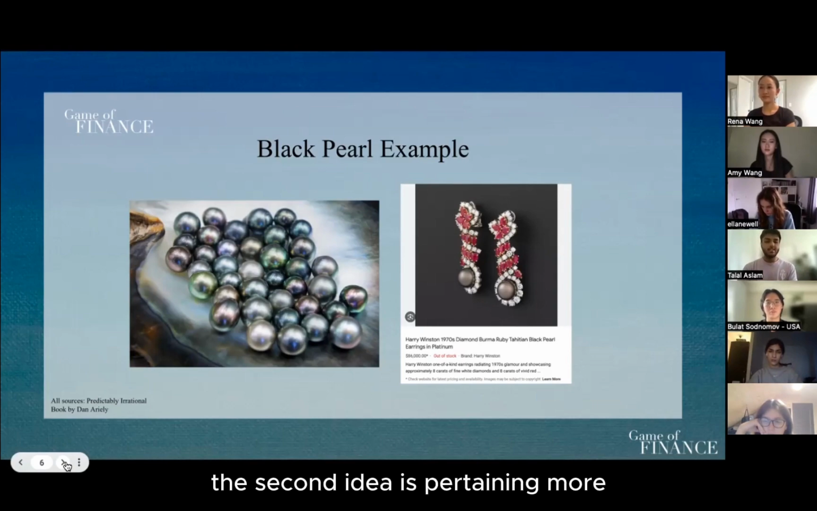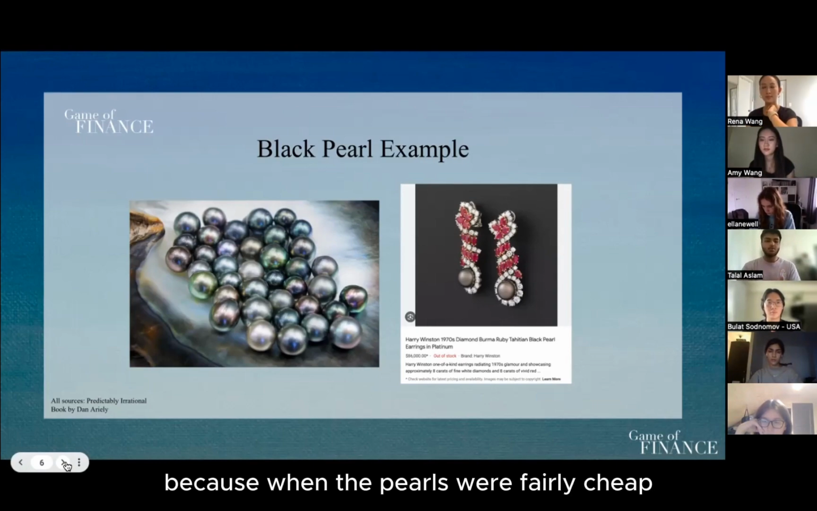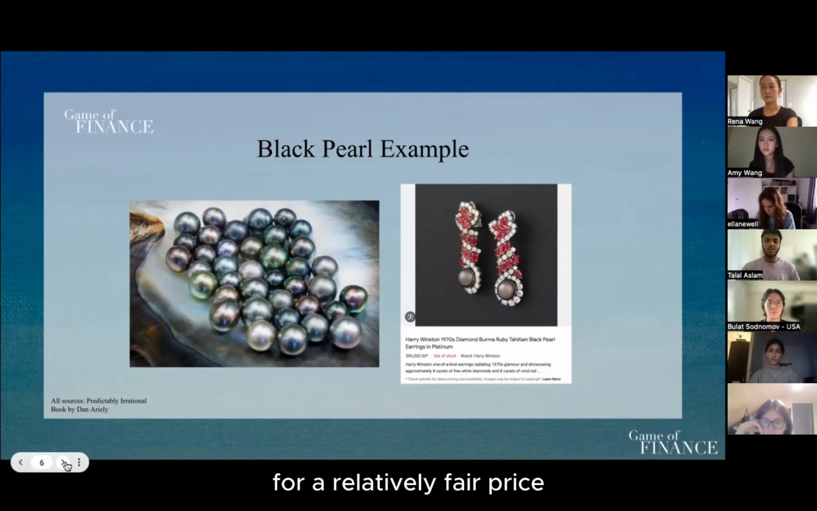The second idea pertains more to the supply and demand that we covered earlier, and it's more within our human nature. So nobody who bought the pearls actually bought them because they wanted the pearls. They bought the pearls because they wanted something that was hard to achieve or hard to acquire. Because when the pearls were fairly cheap and the guy was selling them for a relatively fair price, nobody wanted them. The second he made them absurdly expensive and placed them beside the diamonds and the rare metals, everyone wanted to buy them.